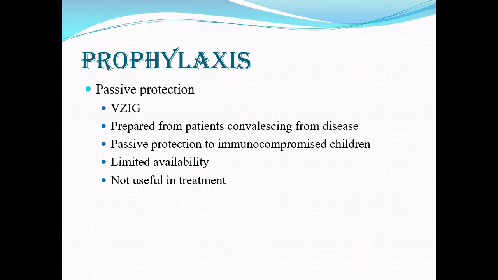You can also do passive protection, that is varicella-zoster immunoglobulin, which is prepared from patients who are just coming out of the disease. It can also provide passive protection to immunocompromised children, but the only problem is that such immunoglobulin is slightly difficult to get, and it's not very useful in treatment of the current condition.